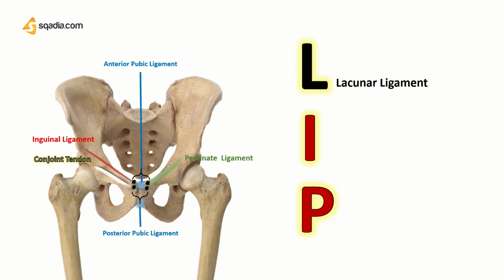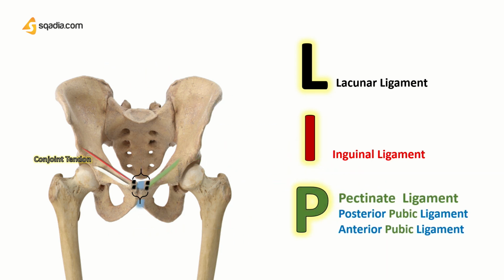The L over here stands for the lacunar ligament, I for the inguinal ligament, P for the pectineal ligament, posterior pubic ligament, and the anterior pubic ligament collectively.